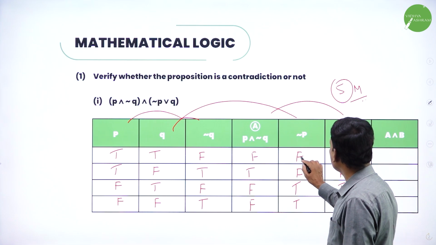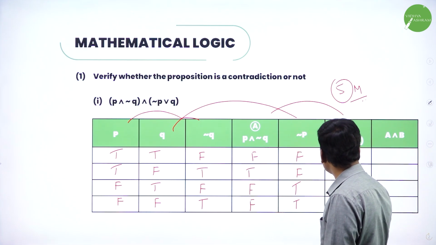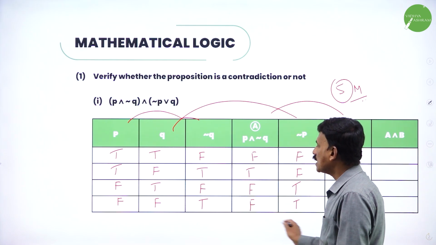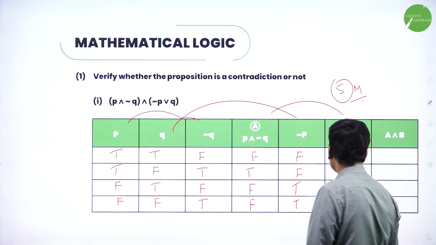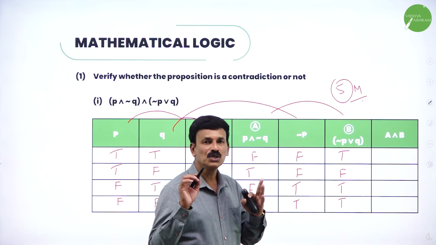So the negation of P and Q: F and T is T, F and F is F, T and T is T, and again T and F is also T. Now write down the conjunction for these two. Conjunction means true and true is true.